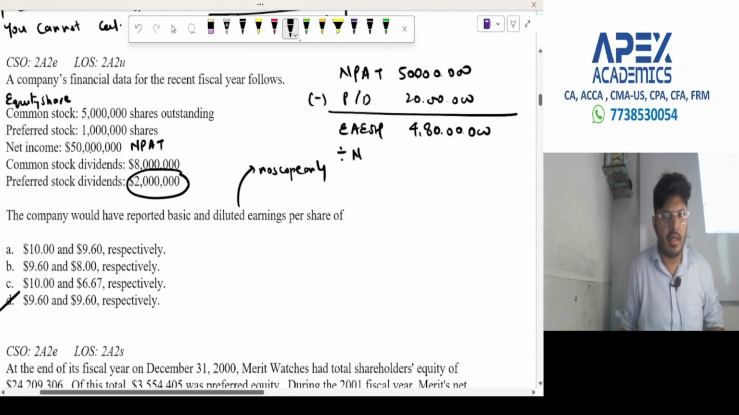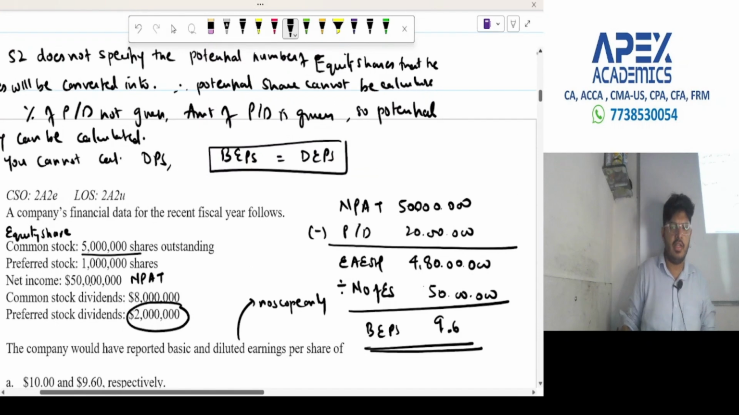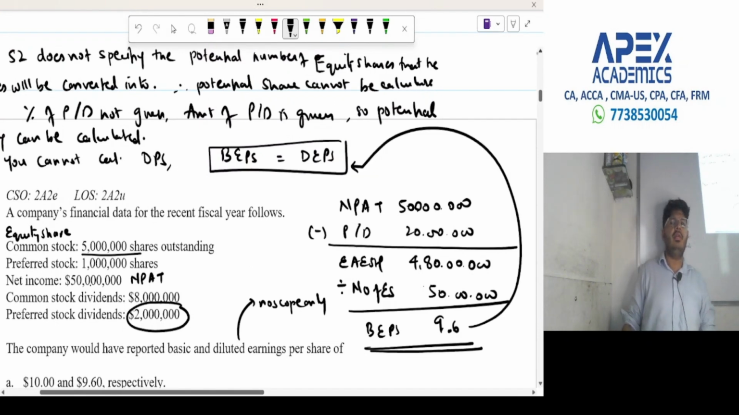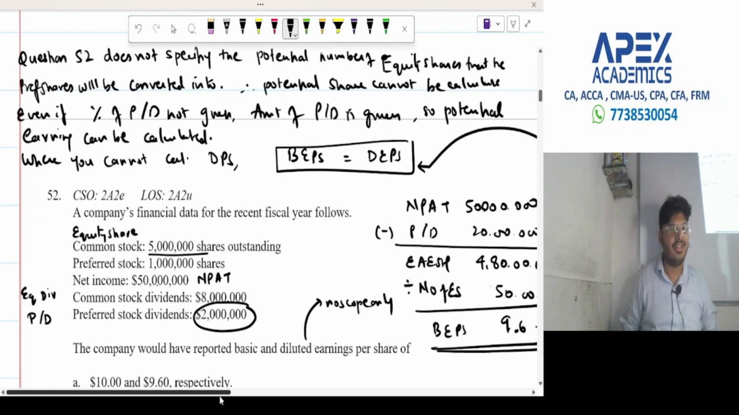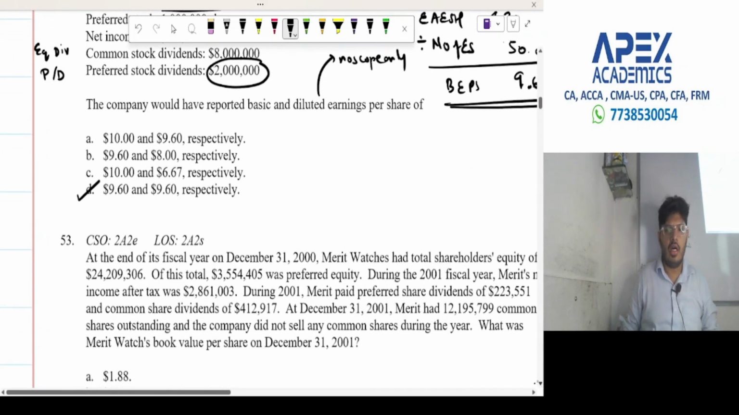This will be divided by number of equity shares. How many are there? 50 lakhs. Please divide this. This has to be 9.6. Basic EPS is going to be how much? 9.6. And by the logical explanation that I gave you, in this scenario your basic EPS is going to be equal to your diluted EPS. Therefore, your answer is going to be 9.6 throughout. Agreed or disagreed, students? Agreed. I hope you have understood.